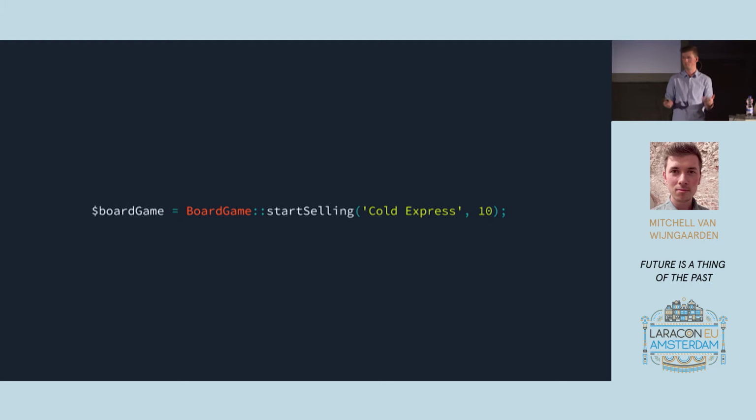This is what it might look like in our example. In our business, I talked to our domain experts, our owners, and they said, well, to start selling a board game we don't need anything really, we just need the name and the price. That's all we need right now. If we have that, then we can actually start selling our board game. So this is the minimum amount of information that we need to start selling.